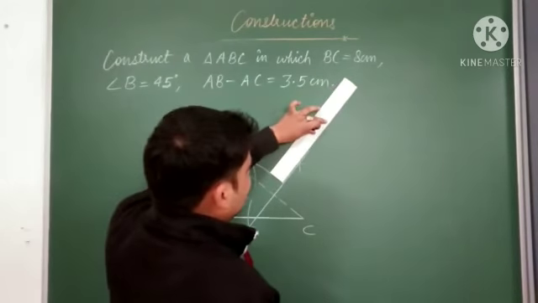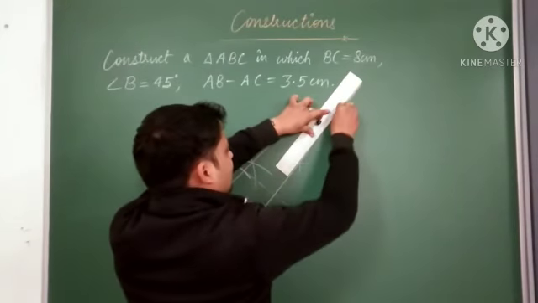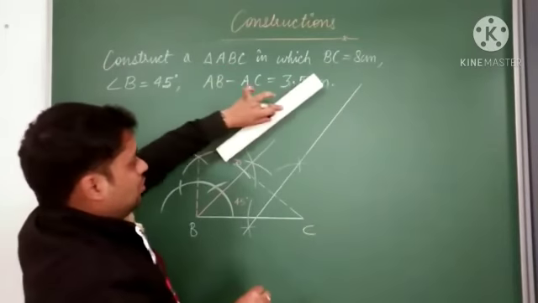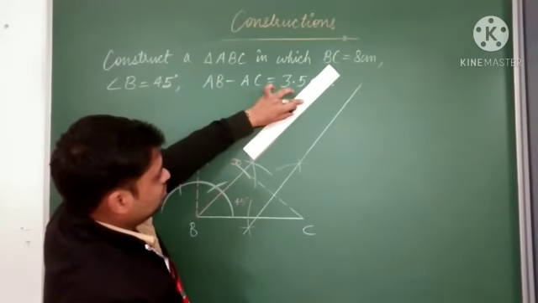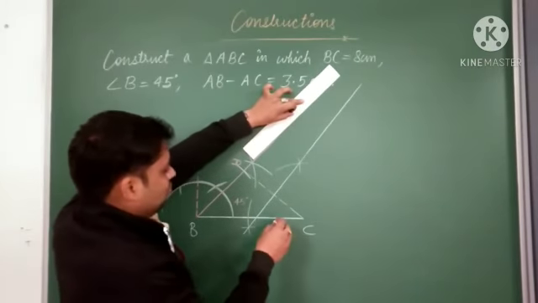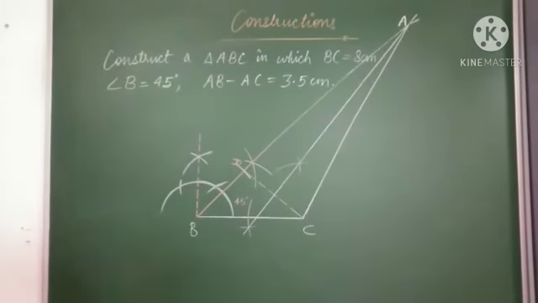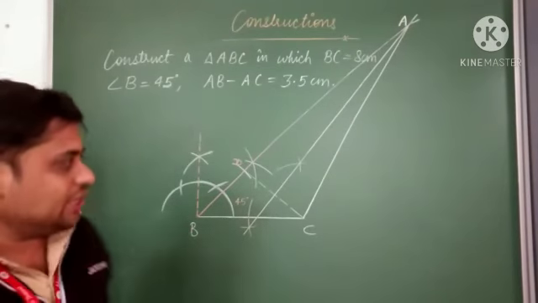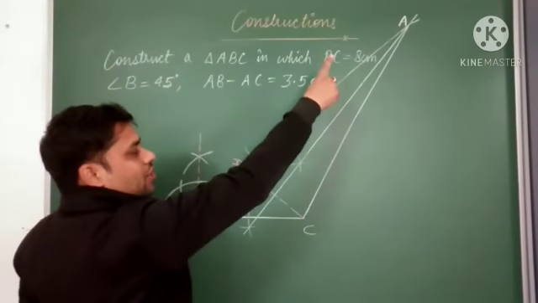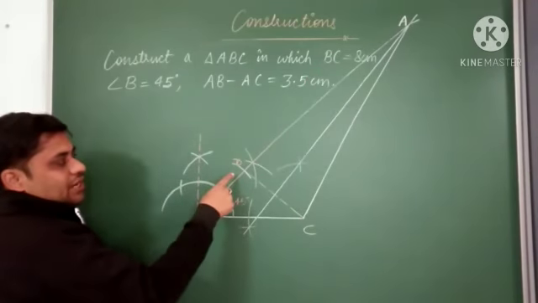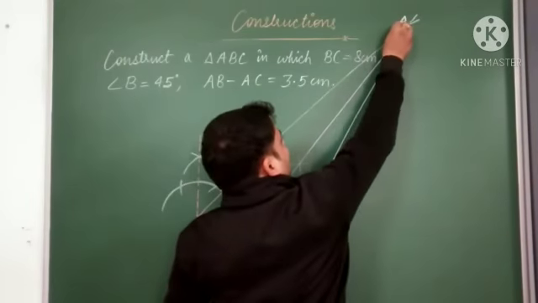We will produce this line more. You all can see carefully. Similarly, we will produce this line also. So, you can see the perpendicular bisector of CD is produced upward. Similarly, this line BD is also produced. Both the produced lines intersect at a point A.